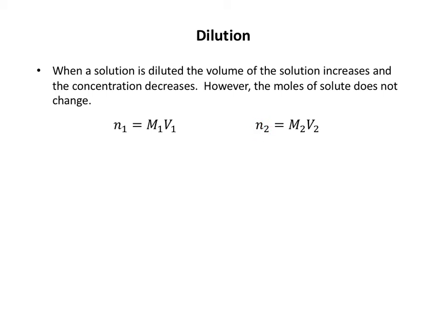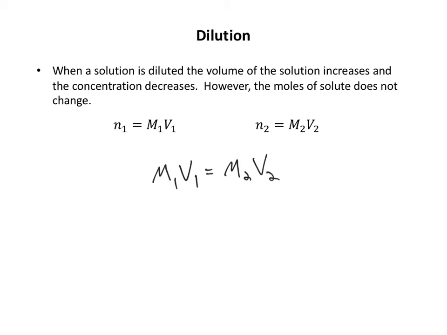And so we can use the fact that if N1 and N2 are equal to each other, then we can set M1V1 equal to M2V2. This gives us a very useful equation for doing calculations that involve dilutions, where M1 is the initial concentration, V1 is the initial volume, M2 is the final concentration, and V2 is the final volume.